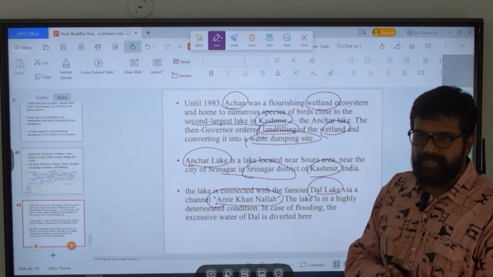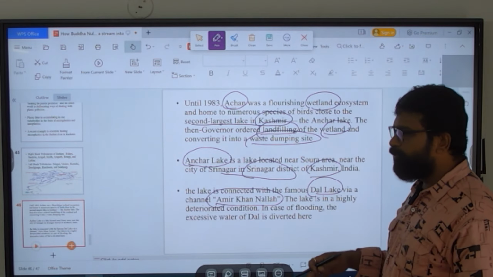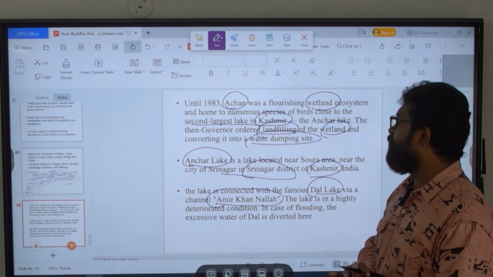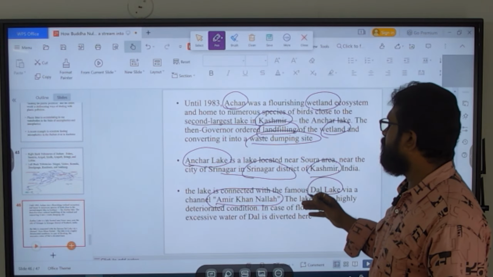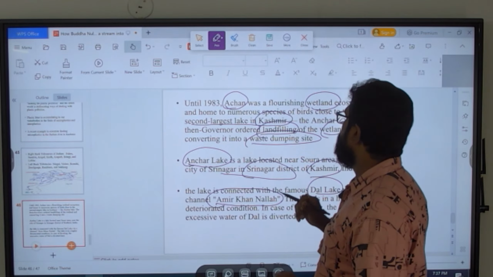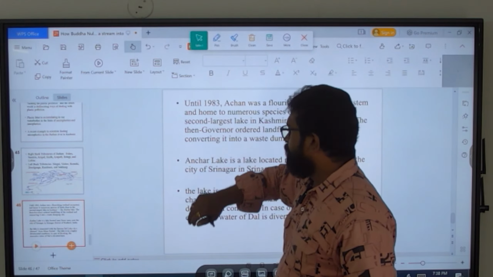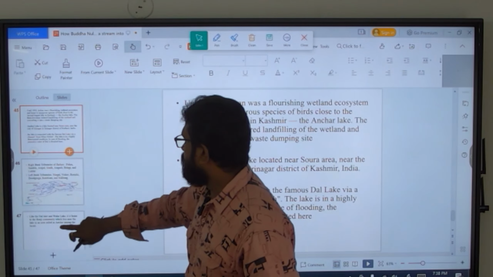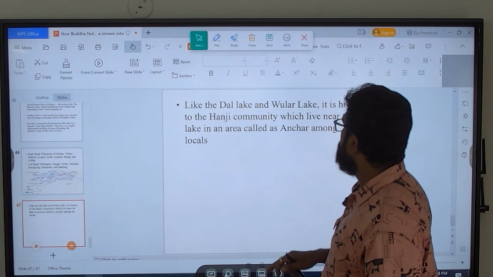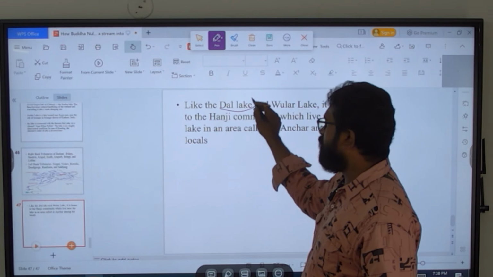They might ask you these questions. This lake is highly polluted, and Dal Lake is also highly polluted. So these are the news items that we are having in the newspapers. Now if you see the next one, the Dal Lake, I told you, is also in Jammu and Kashmir.